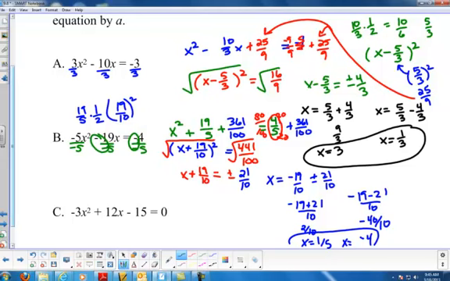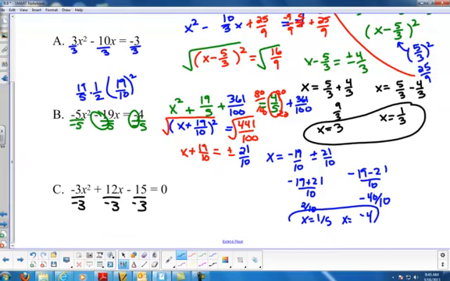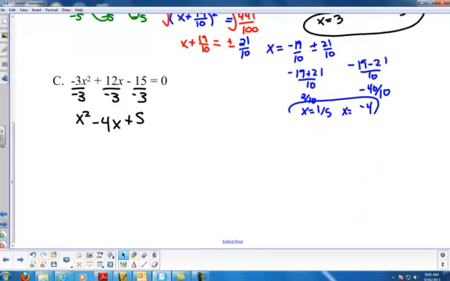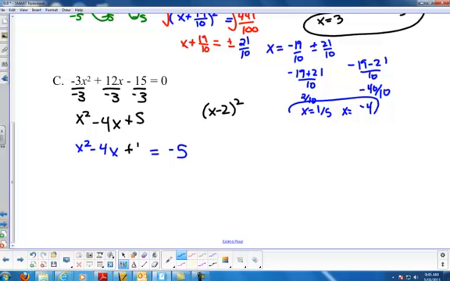And the last problem, when you divide everything by negative 3, you get x squared minus 4x plus 5. And then you're going to move the 5 over. This one doesn't look too horrible because half of 4 is 2. So this is going to be x minus 2 squared. And then when you figure out your c value, it's 4. There's a problem right here. That adds to give a negative. You can't take the square root of a negative. So this is, again, no solution.